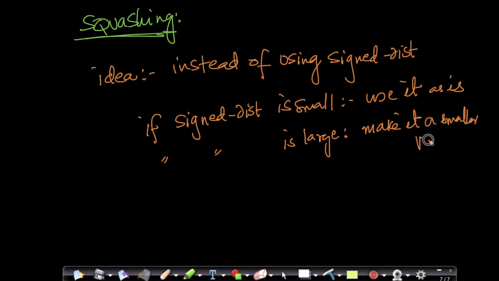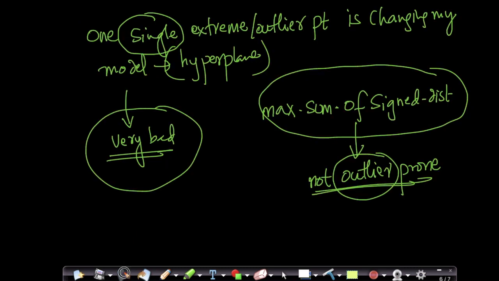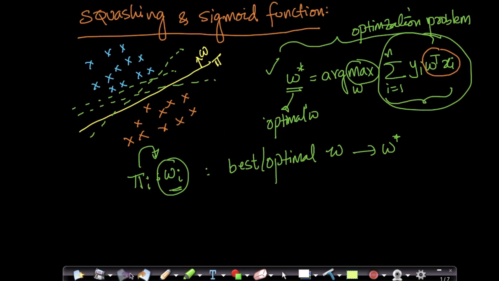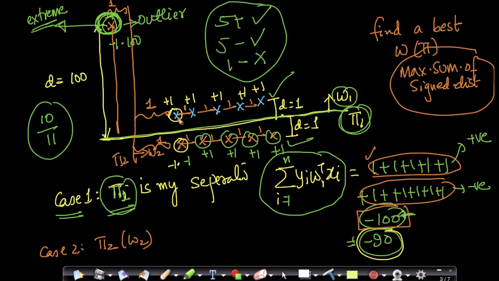So imagine, in this example itself, I'll try to explain it with this example. See the distances from pi 1 for each of these points. The distances from pi 1 for each of these points is small, right? So if the distance is small, don't change it much. But if the distance is 100, don't use 100, use some lesser value than 100. Okay, so how do we do it?